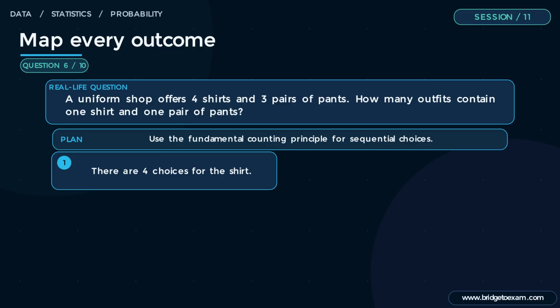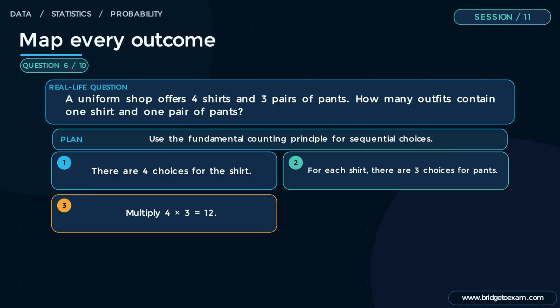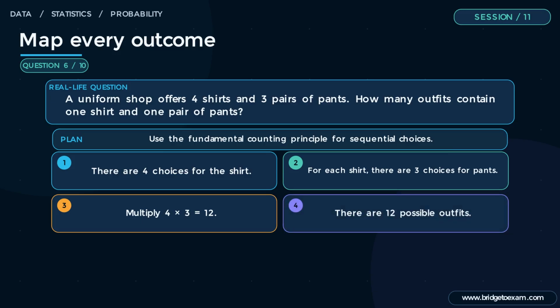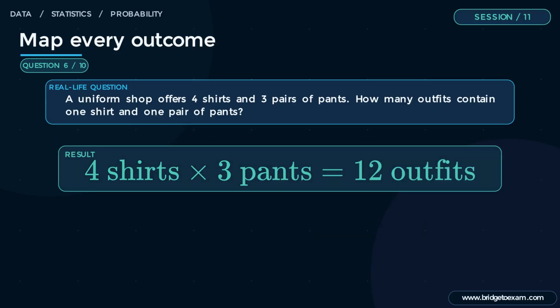Step 1. There are 4 choices for the shirt. Step 2. For each shirt, there are 3 choices for pants. Step 3. Multiply 4 times 3 equals 12. Step 4. There are 12 possible outfits. Quick check. A 4x3 table would contain 12 shirt-pants cells. This matters in real life because retailers count combinations when planning product variants and catalog displays.